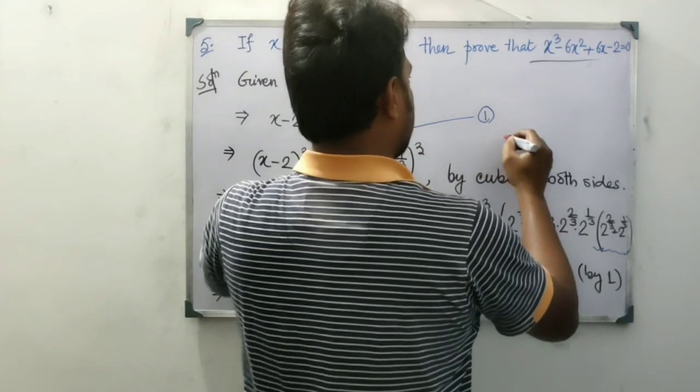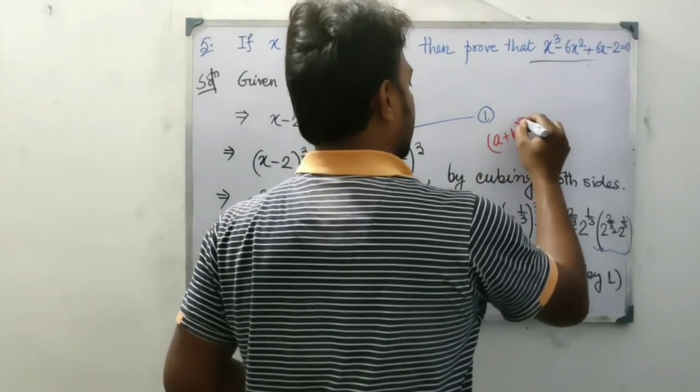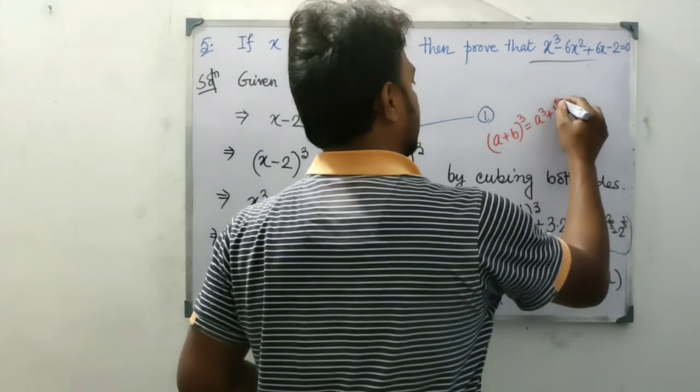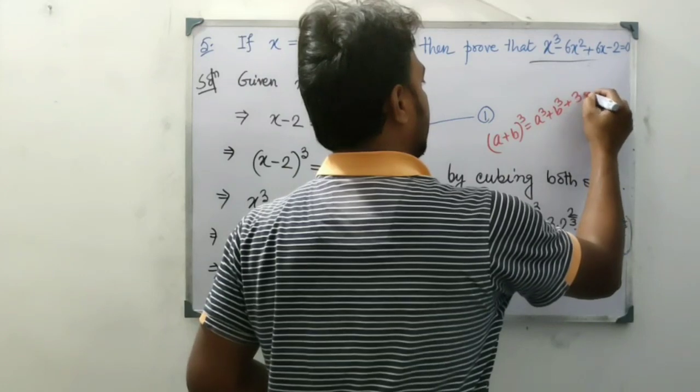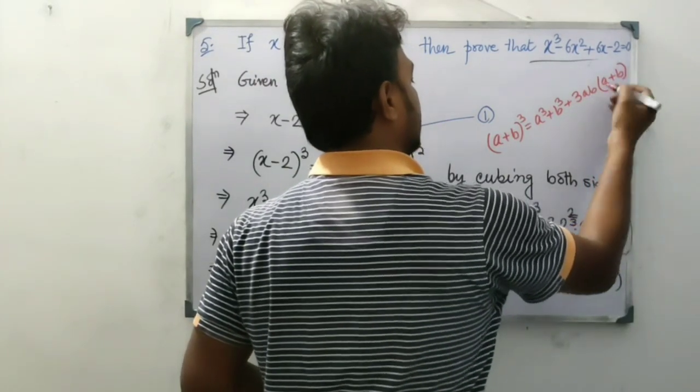I have considered here this part, that (a plus b) whole cube can be written as a cube plus b cube plus 3ab into (a plus b). This is also true.